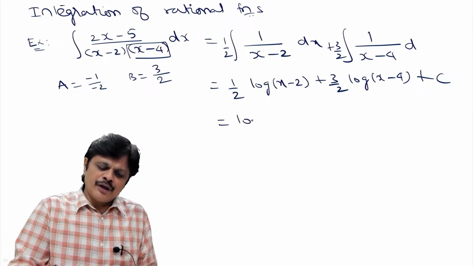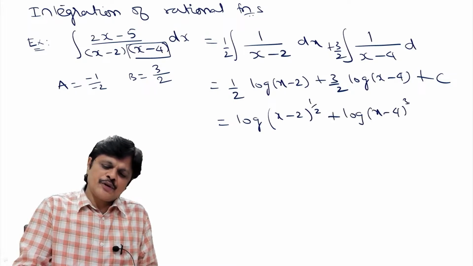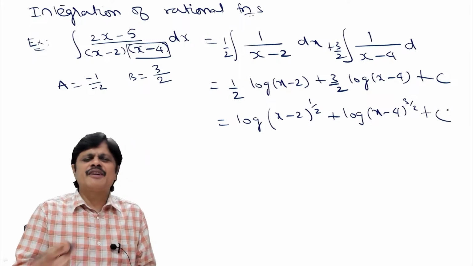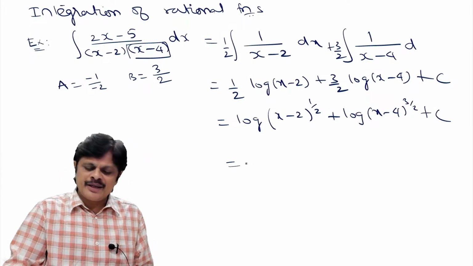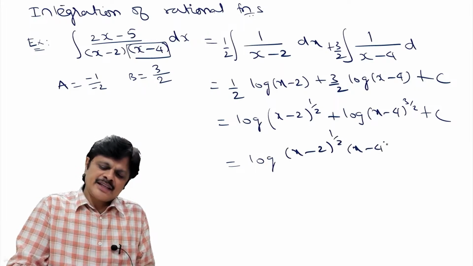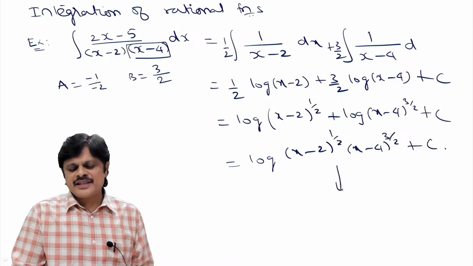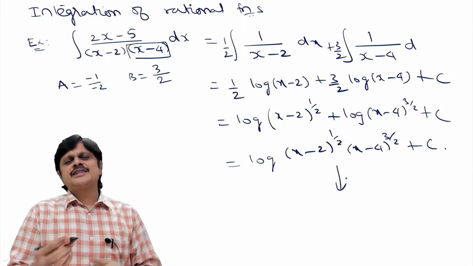Now if you want, you can write it like log of x minus 2 whole power half plus log of x minus 4 whole power 3 by 2 plus c. That is further simplification. If you want, you can do it. Log a plus log b is log ab, that also you can write: log of x minus 2 whole power half into x minus 4 whole power 3 by 2 plus c. The final form depends on the answer which they give.